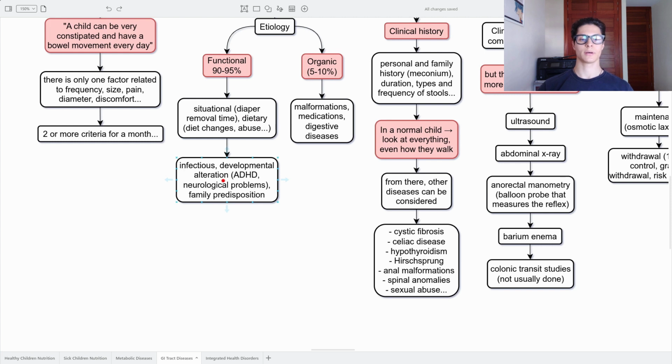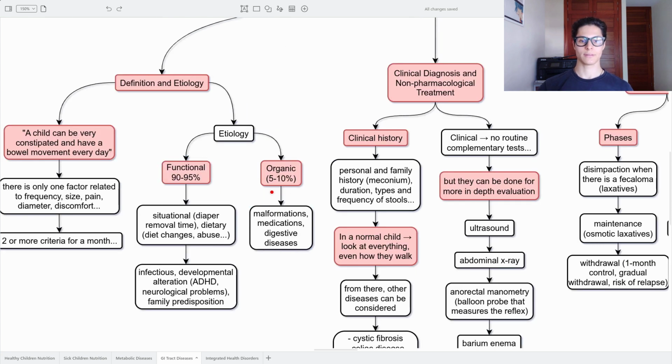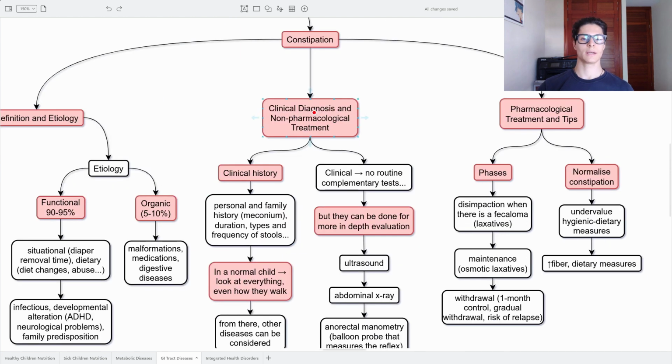Infectious, developmental alterations, ADHD, neurological problems, and family predisposition. On the other hand, the organic one is due to malformations, medications, and digestive diseases. Clinical diagnosis and non-pharmacological treatment.